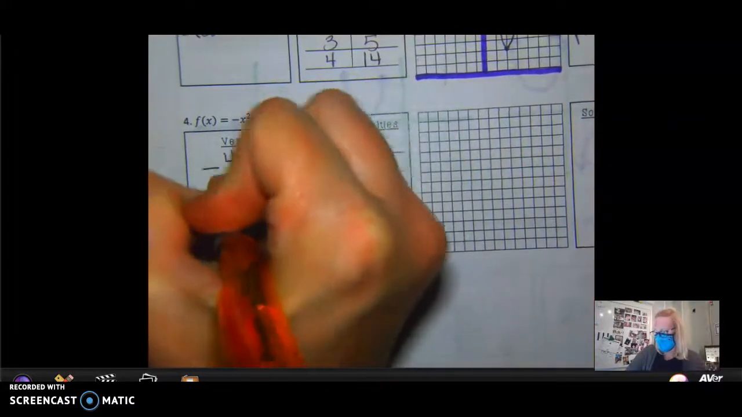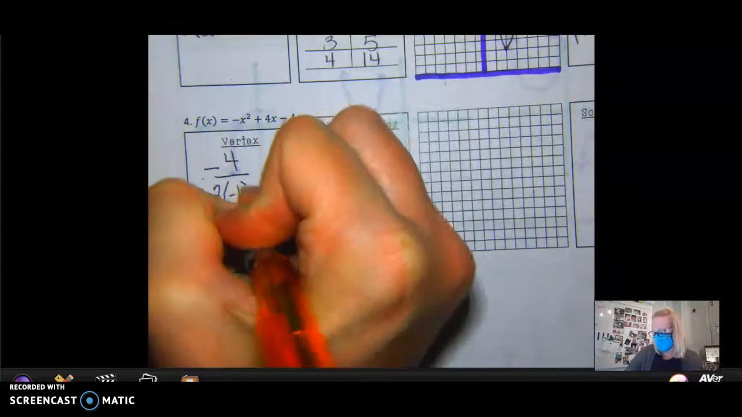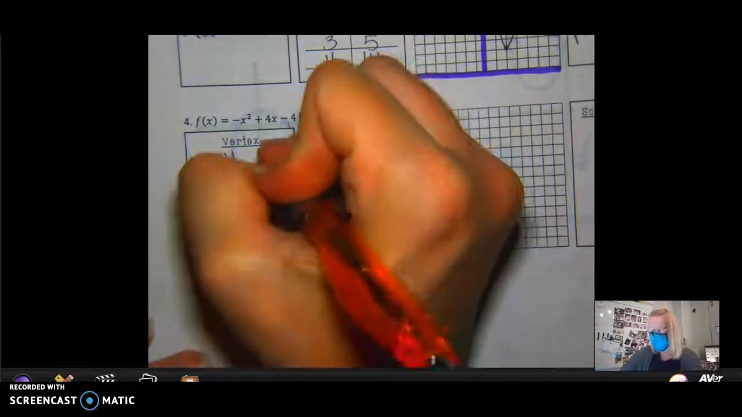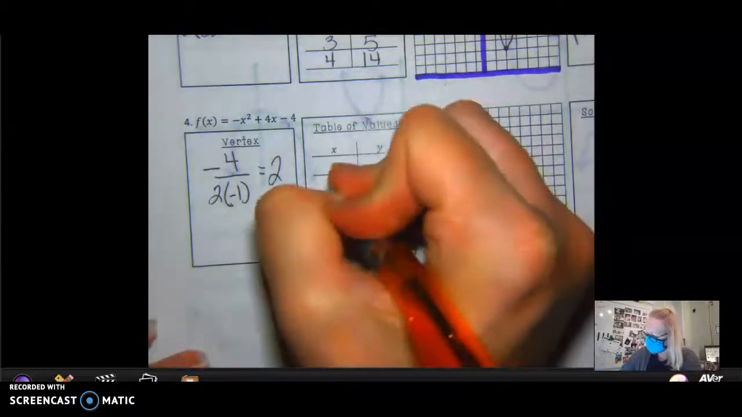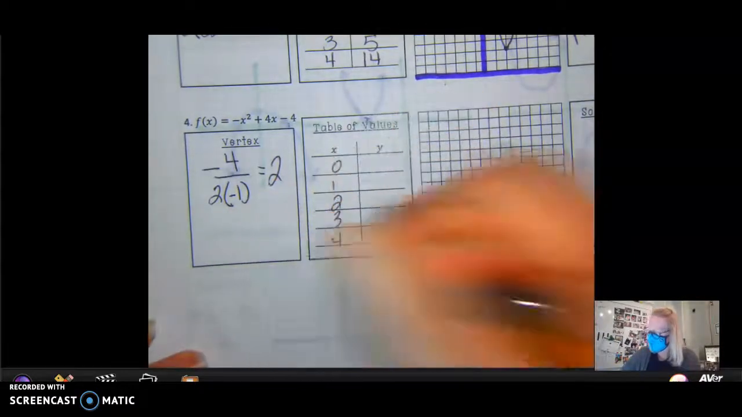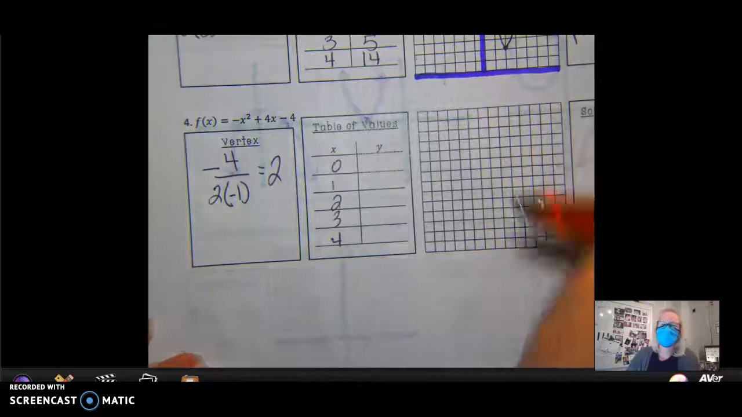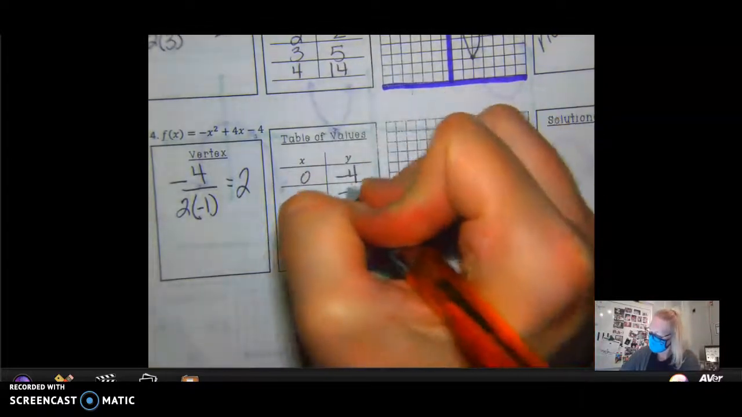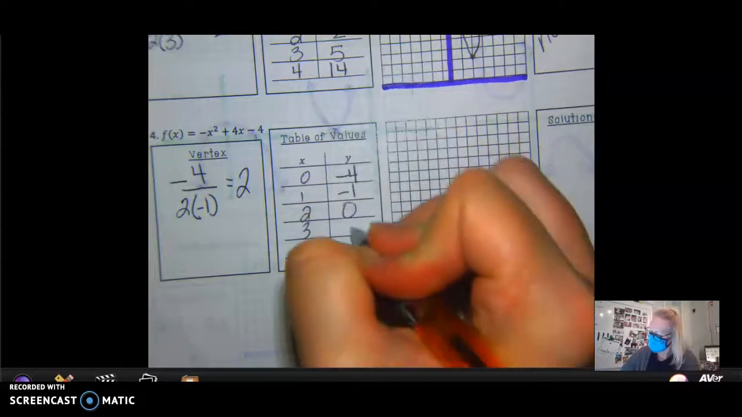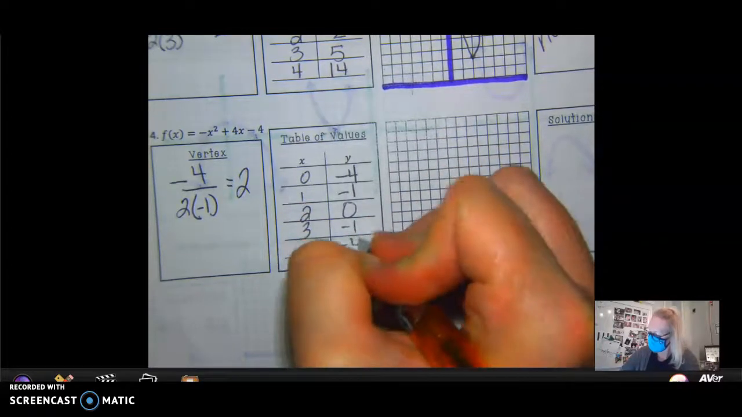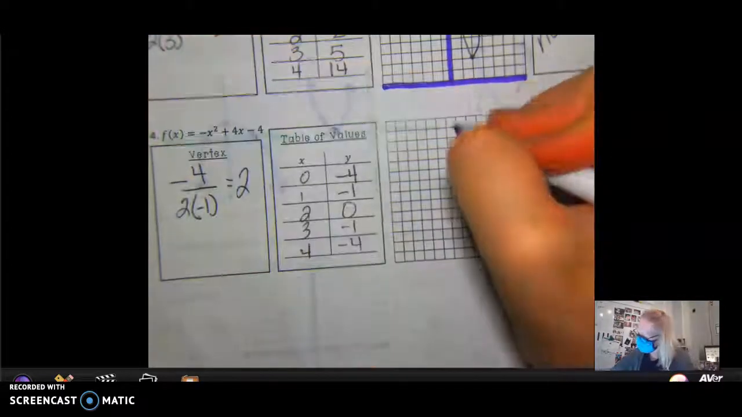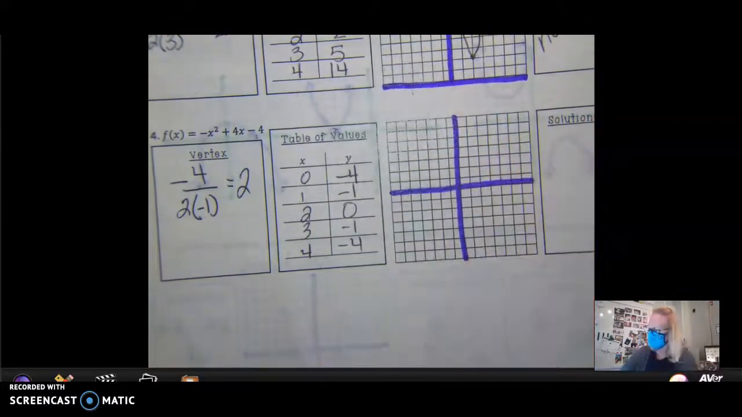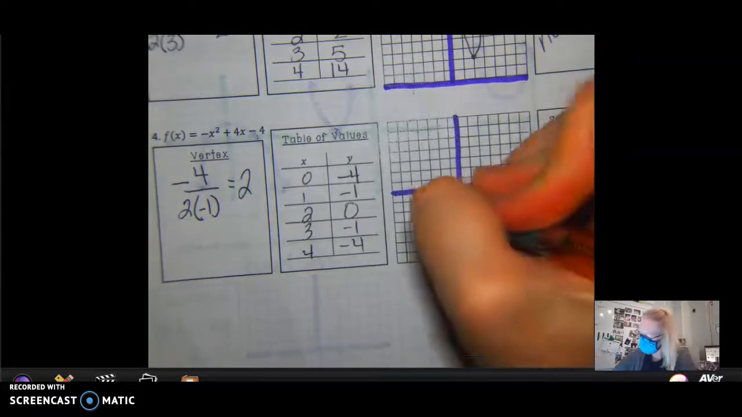Over 2 times negative 1. So that's really negative 4 divided by negative 2, which is how much? 2. So this is 2, 1, 0, 3, 4. If I plug in 0, what do I get for an output? Plug in 1, 2, 3, 4. Okay, this one I can draw kind of in the middle. That would be fine. How many solutions does this guy have?